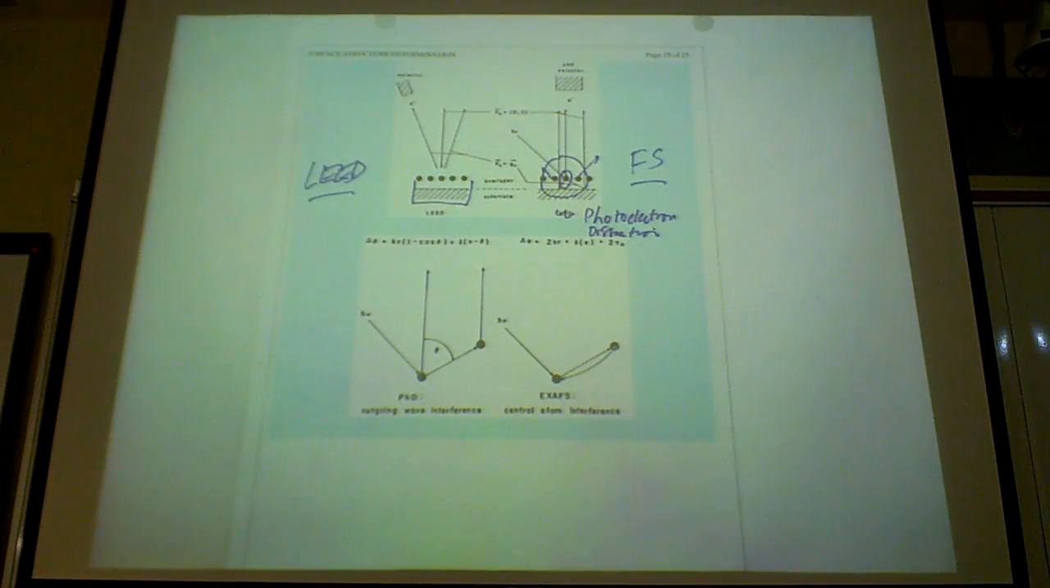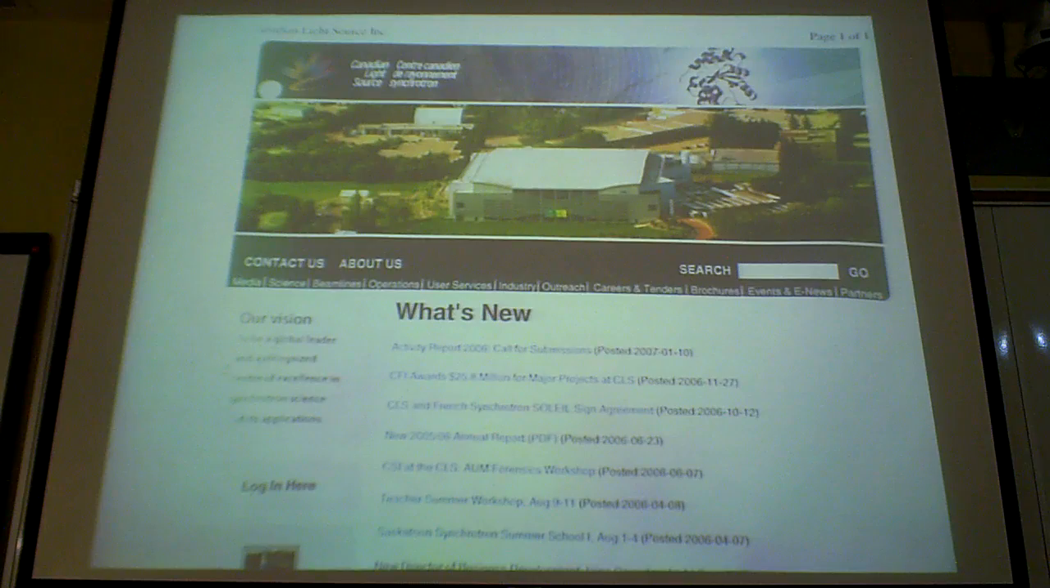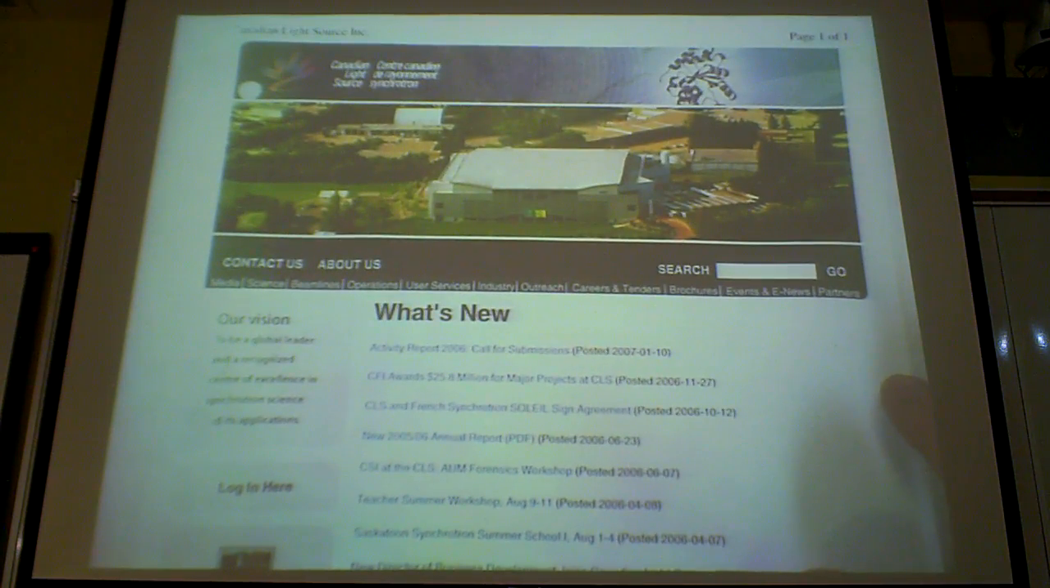So as I said before, we require a synchrotron. A synchrotron is a high energy facility. So here's the Canadian Light Source, based at the University of Saskatchewan. The Saskatchewan government actually put a lot of money into this, and the Canadian government, of course, put in close to, I would say, close to $300 million during the initial phase. And then the Saskatchewan government continued to fund this.